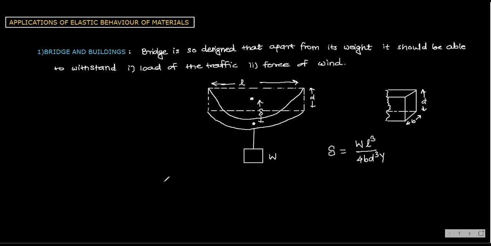From this, I can write that delta is directly proportional to length. The more the length, the more the elongation or shift. Next, delta is directly proportional to 1 by B, so if the breadth is more, the displacement will be less. And third, delta is directly proportional to 1 by D cubed. Y is there, but it is constant.